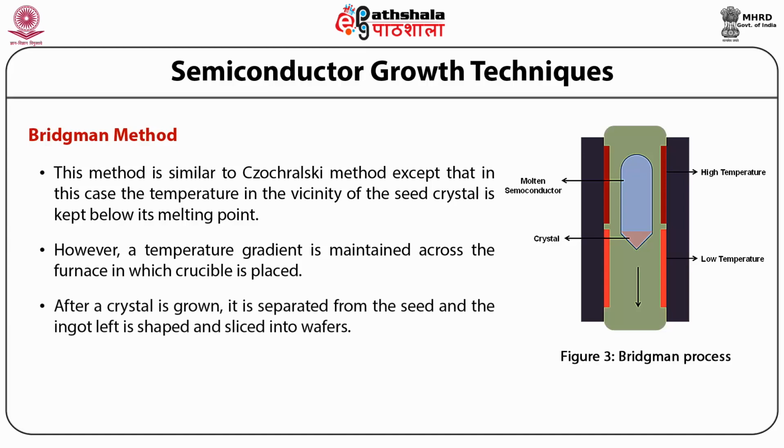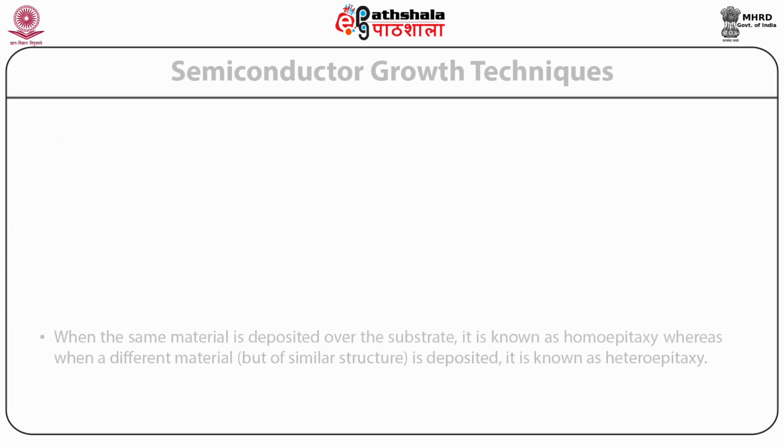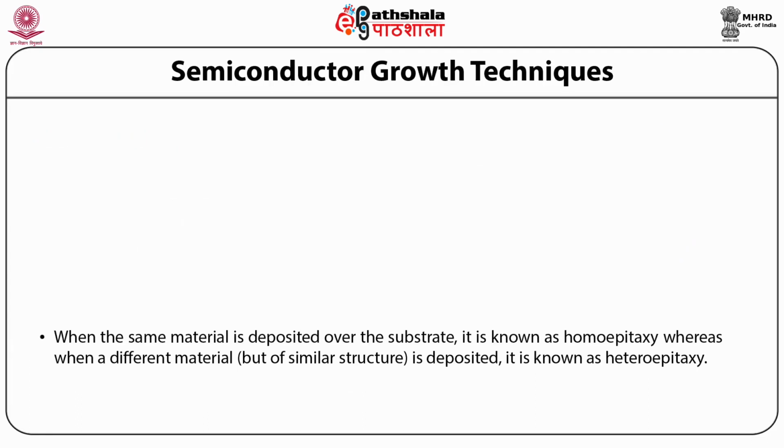So, after a crystal is grown, it is separated from the seed and the ingot left is shaped and sliced into wafers. This wafer can then be used as the preliminary material for the fabrication of semiconductor devices and integrated circuits. So students, let us now discuss the thin film growth techniques.